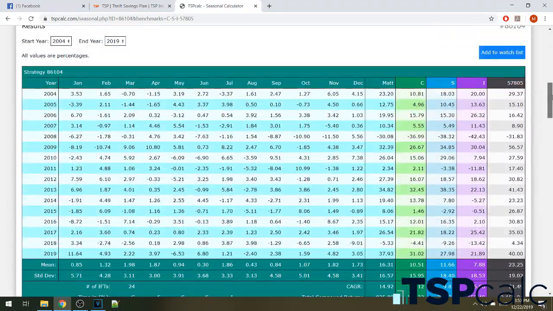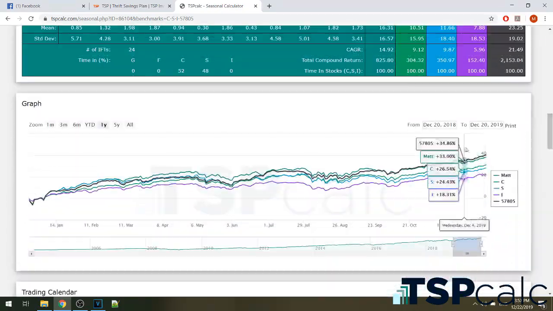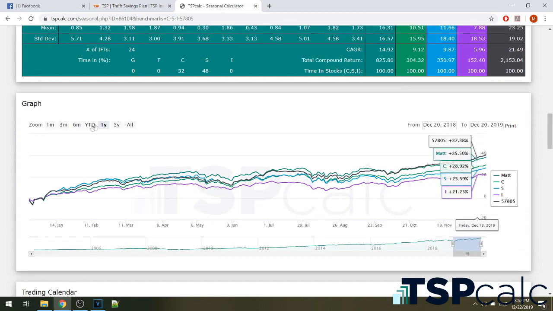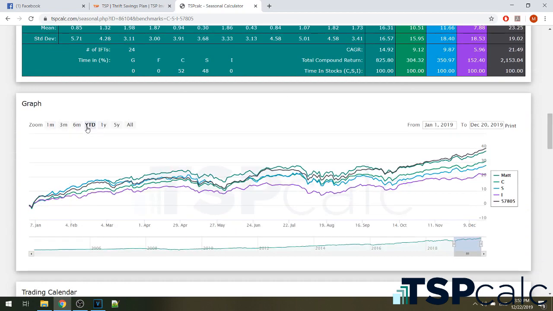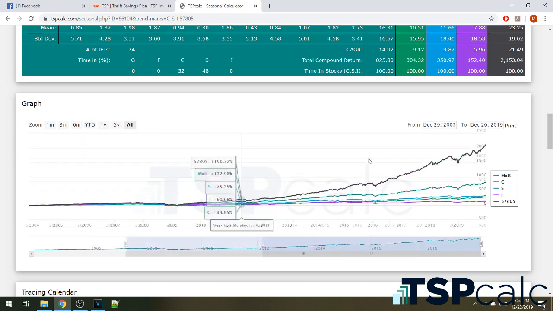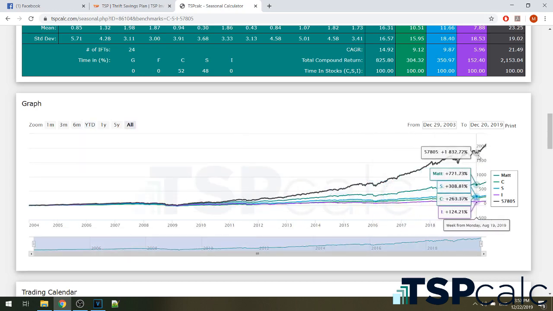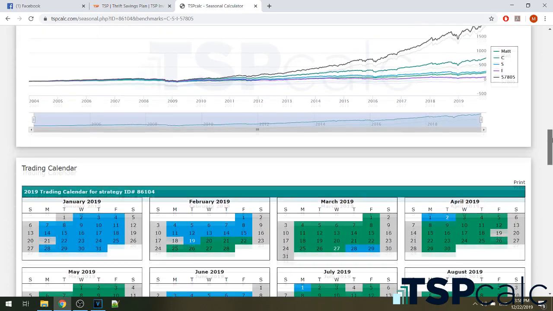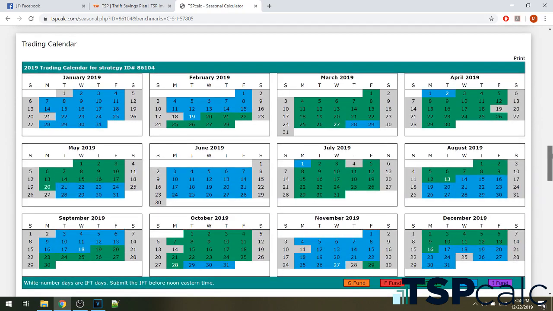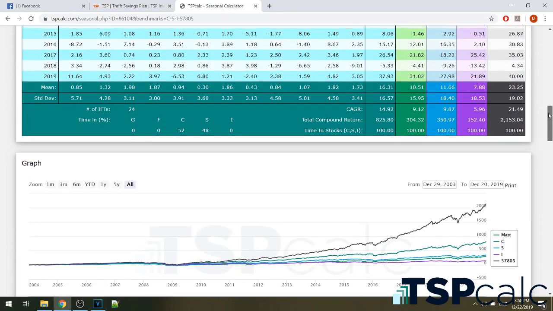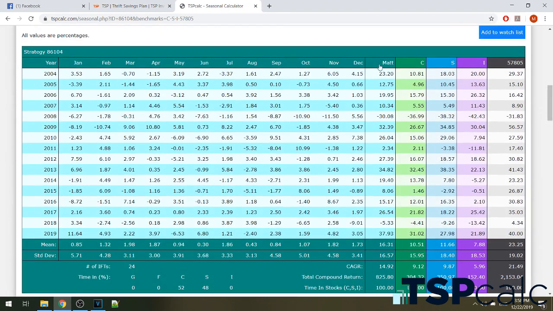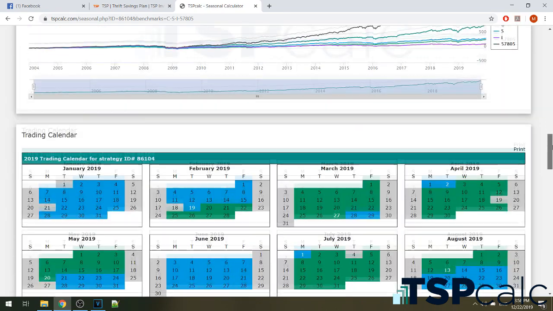what strategy number is that? Above 86104, which is what I'm going to use for 2020. There's year to date, and there's all. Wow, that really pulled away. 57805 has done well. And so there's the trading calendar for 86104. Again, that's this one. That's the far left. It's always the far left strategy.